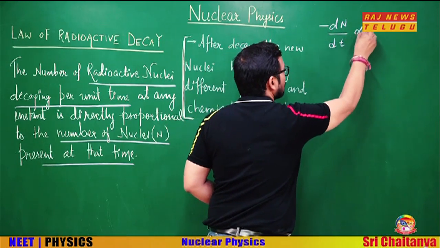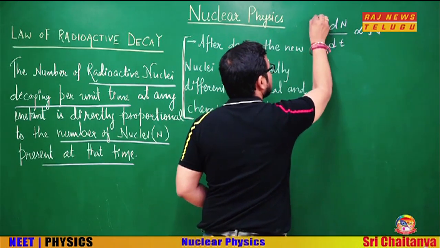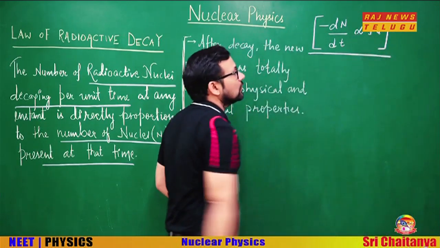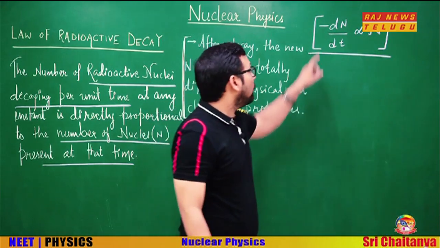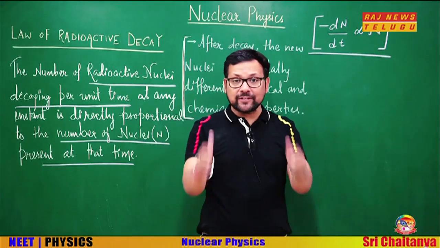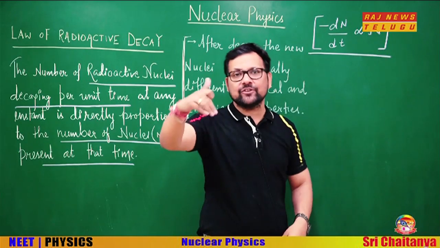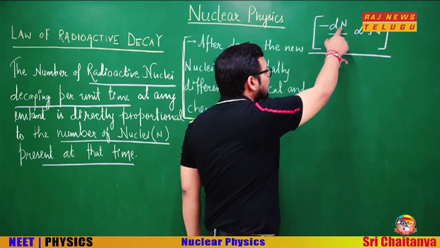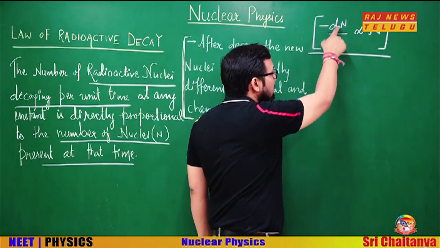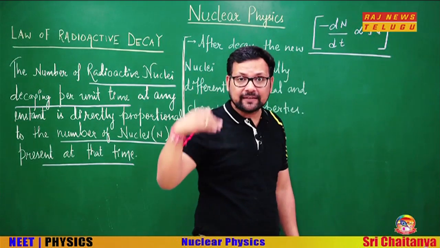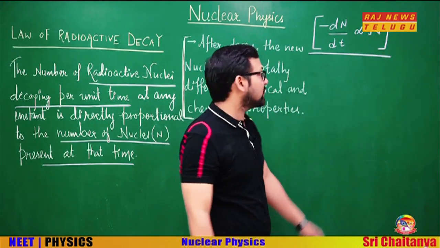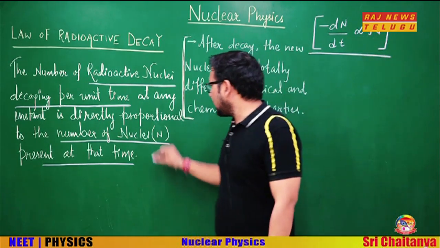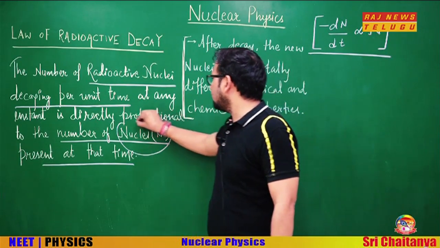is proportional to N. This is the mathematical form, or you can say the differential equation, of the law of radioactive decay. Why is the minus sign here? Because we are talking about decay, disintegration. So the negative indicates disintegration. dN by dt is the rate, the rapidness of radioactive disintegration, and it is proportional to the number of radioactive nuclei N.